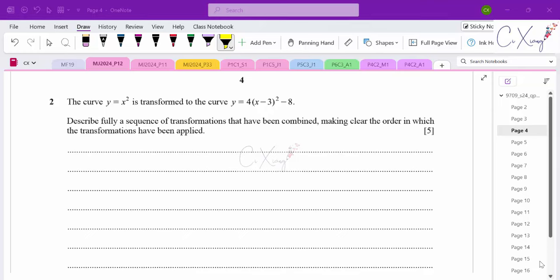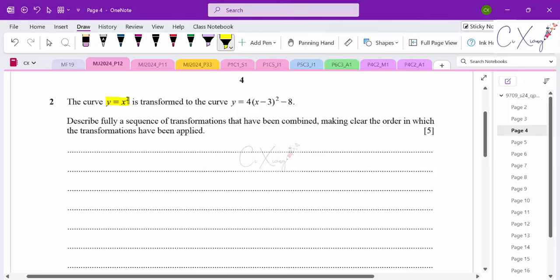So question number 2, the curve y equals x squared is transformed into this particular curve here. And they want us to describe fully a sequence of transformations that have been combined, making clear the order in which the transformations have been applied.